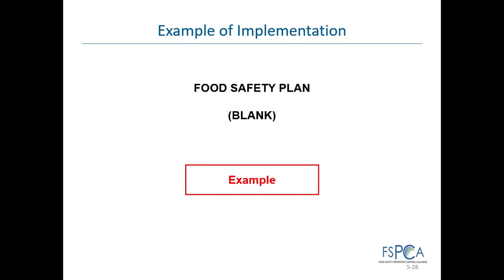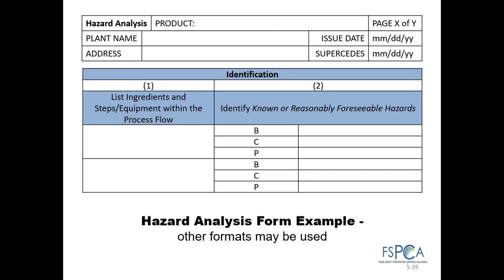So this is a blank food safety plan. This is the hazard analysis section of a food safety plan as FDA sees it. So first up top, we have our good record keeping practices that we talked about in subpart F, identifying the plant and the date, that kind of stuff. Then we have the hazard analysis.